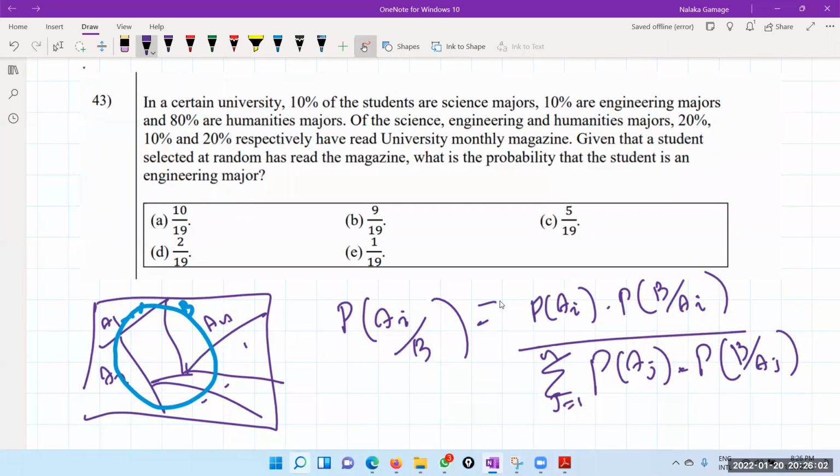At a certain university, 10% of the students are science majors, 10% are engineering majors, and 80% are humanities majors.